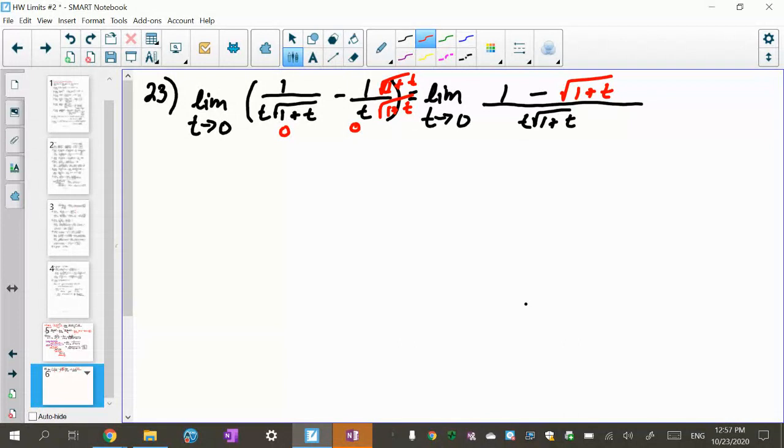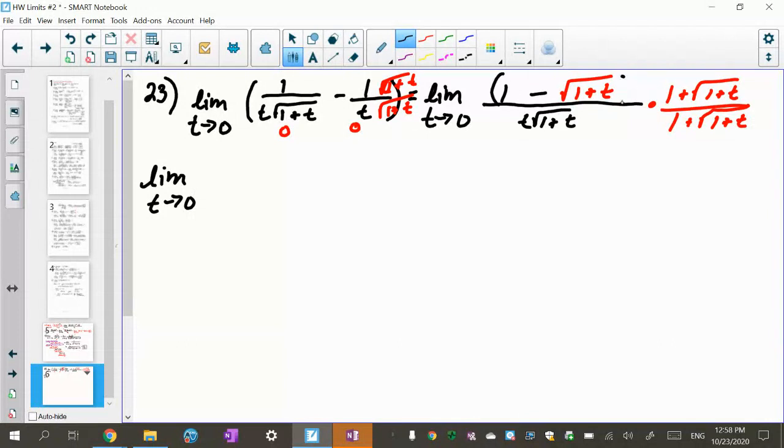That's good. But now this brings to mind, if I have a radical like that, can I rationalize a numerator? And yes, you can. So I'm going to multiply this by the conjugate, which is 1 plus radical 1 plus t over 1 plus radical 1 plus t. The denominator is going to be ugly, but the numerator will be really nice. So this is the limit as t approaches 0.